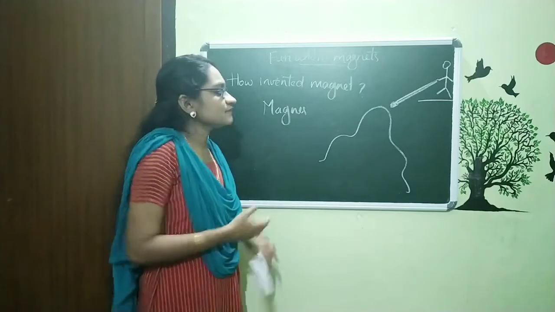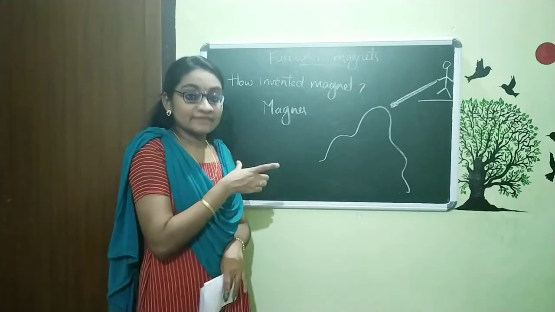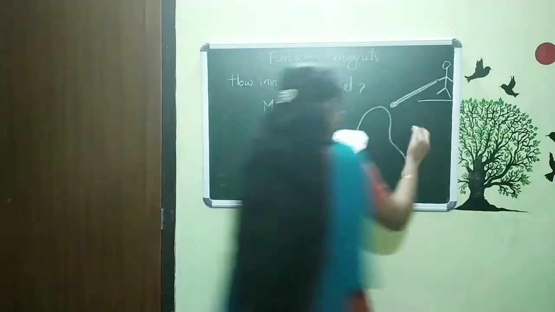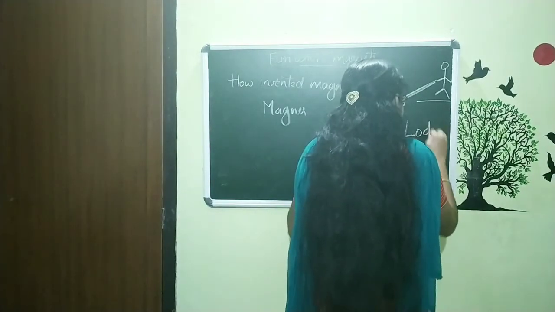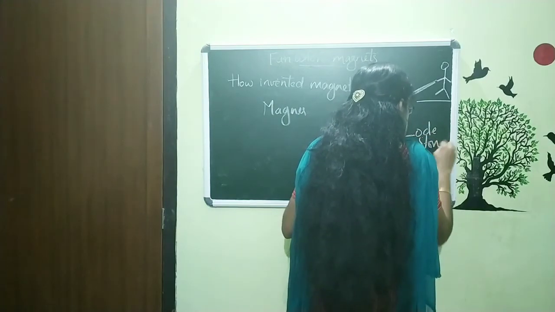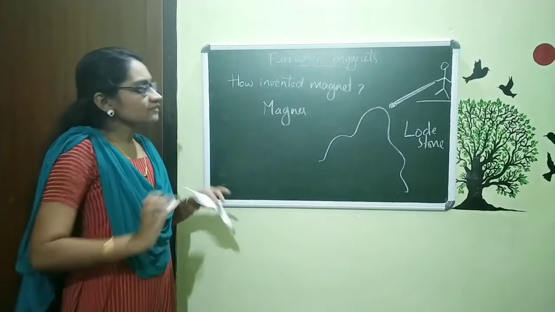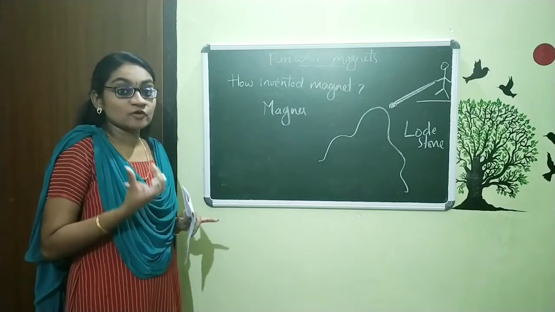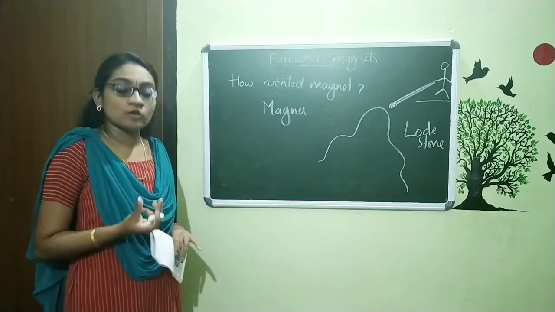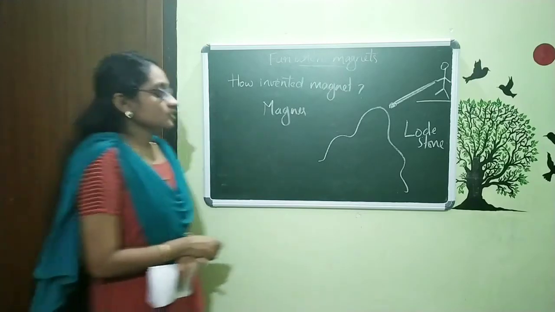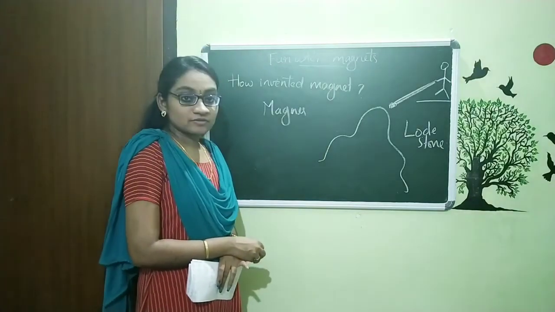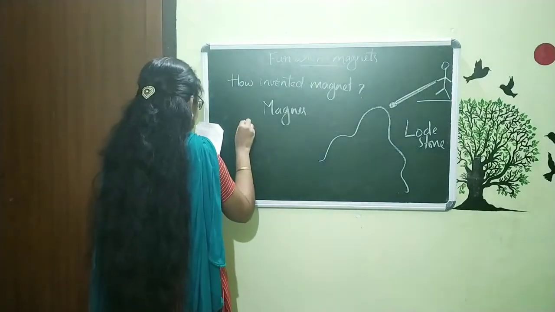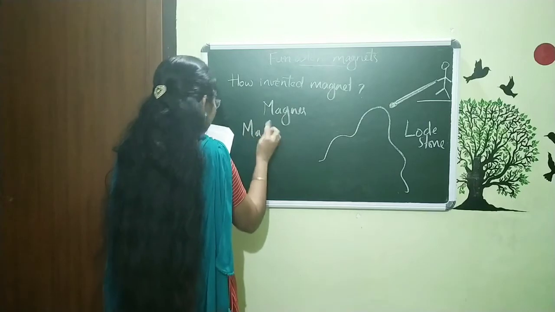Now we can call it a magnet, and at that time it was named lodestone, L-O-D-E, lodestone. Simply we can say the material of the natural magnet is lodestone. That is its name. And what is this lodestone? What is the substance? The lodestone is nothing but magnetite.